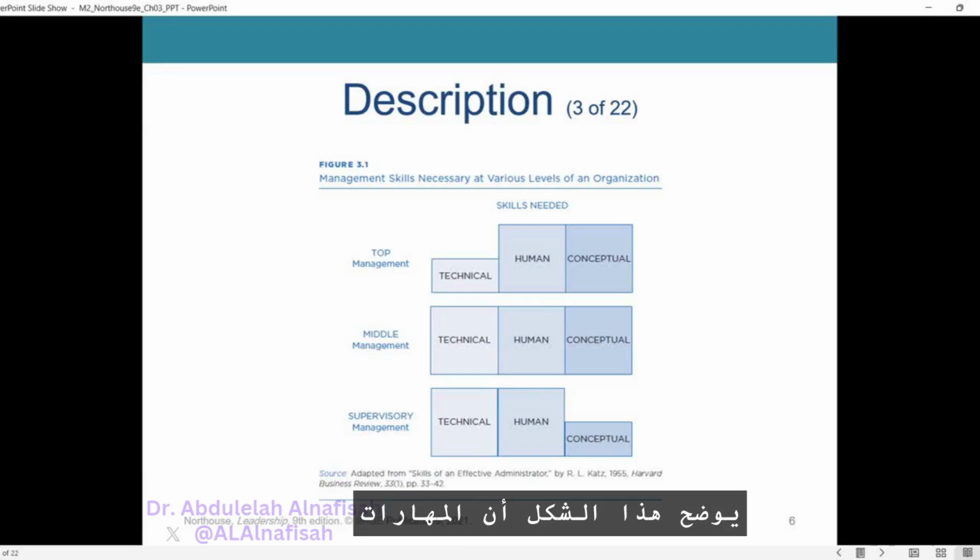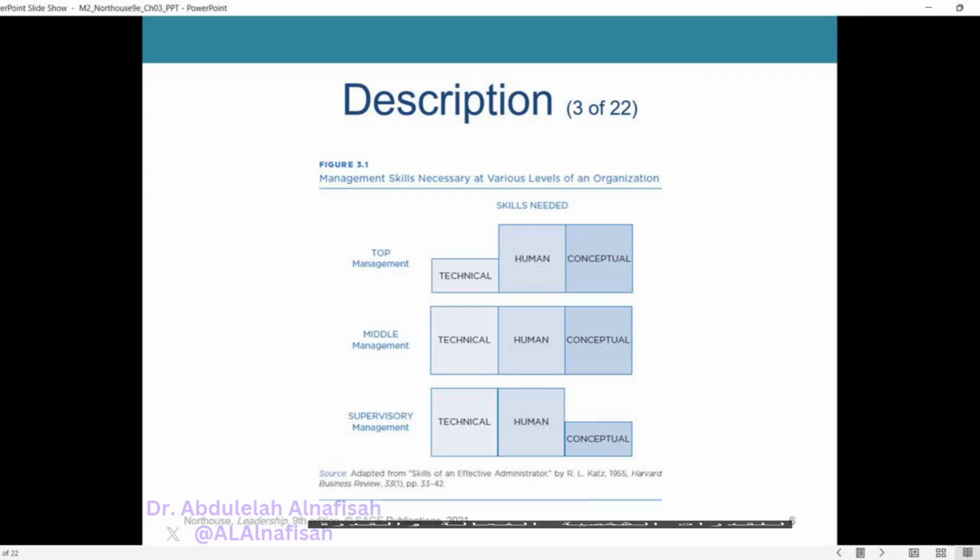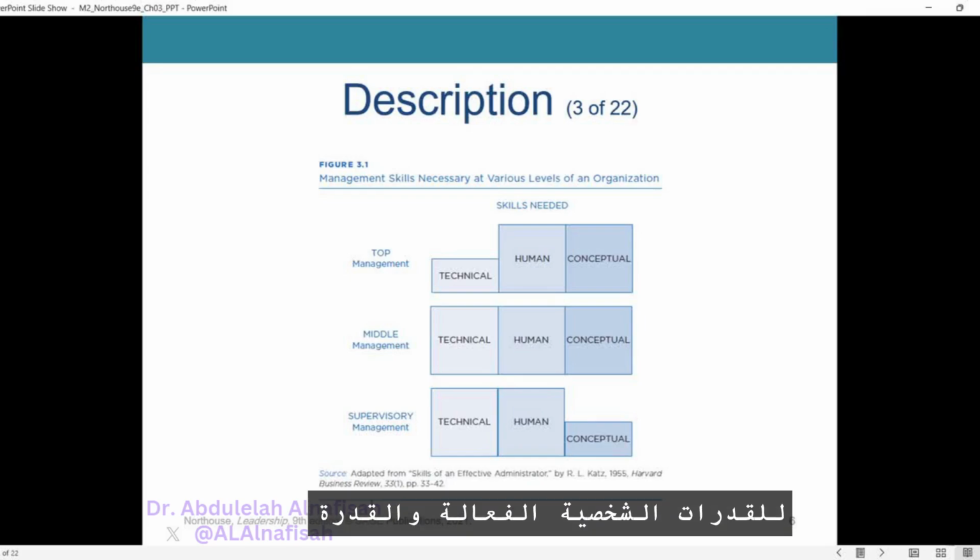As you see, this figure illustrates that human skills hold significance across all three levels of management. While managers at lower levels might engage with a larger number of followers, human skills remain equally crucial at middle and upper management levels. This emphasizes the universal importance of effective interpersonal abilities and the capacity to work collaboratively with others across various managerial positions.